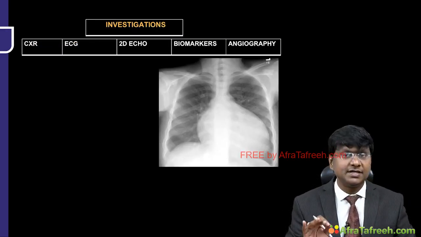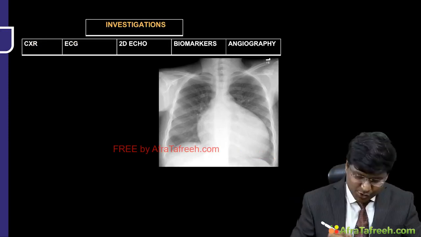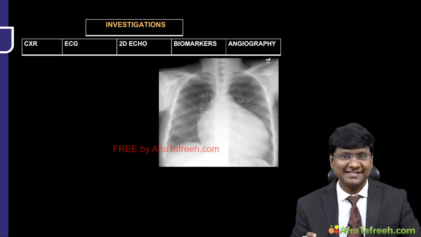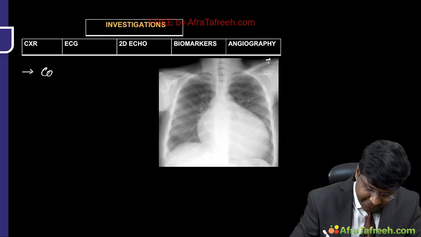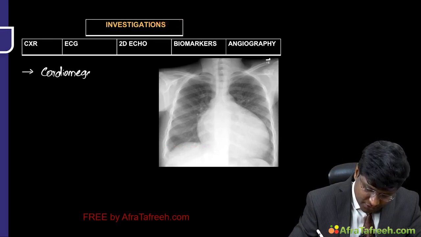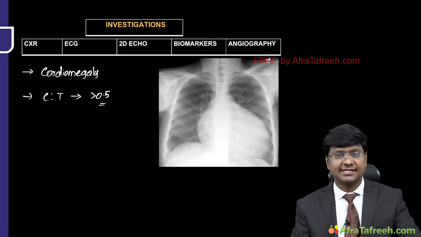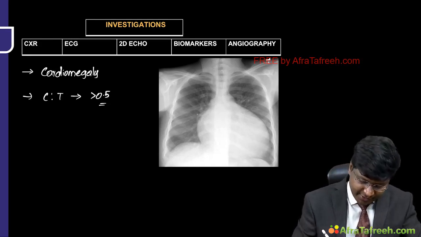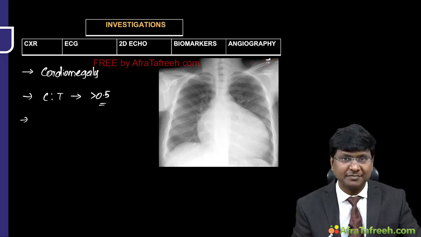Next, let me discuss in detail the investigations in patients with dilated cardiomyopathy. So first and foremost, the chest X-ray. The chest X-ray will show the presence of cardiomegaly. And the criterion for cardiomegaly in adults on the chest X-ray is the cardiothoracic ratio, right? It should be more than 0.5 to call it cardiomegaly on the chest X-ray. And within the chest X-ray, whenever these patients develop heart failure with reduced ejection fraction, there can be development of pulmonary edema.